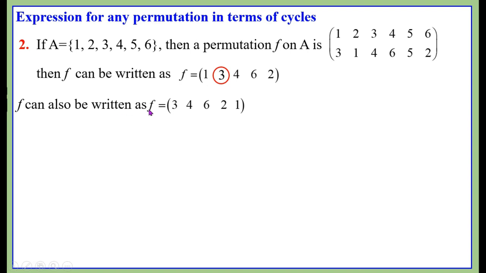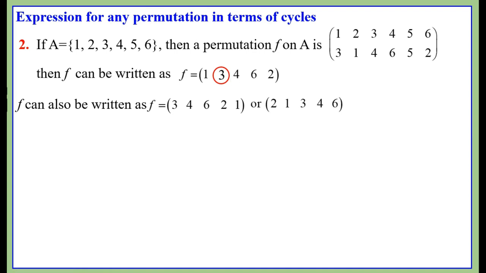This F can also be written starting with 3. That is, you need not always start with 1. You can start with any number in the first line of the given permutation. Start with 3, then we can write in the cyclic order 3 to 4, 4 to 6, 6 to 2, 2 to 1, then 1 to 3. The only thing is, you have to maintain the cyclic order. So while writing this, you can start with any number without changing the order.